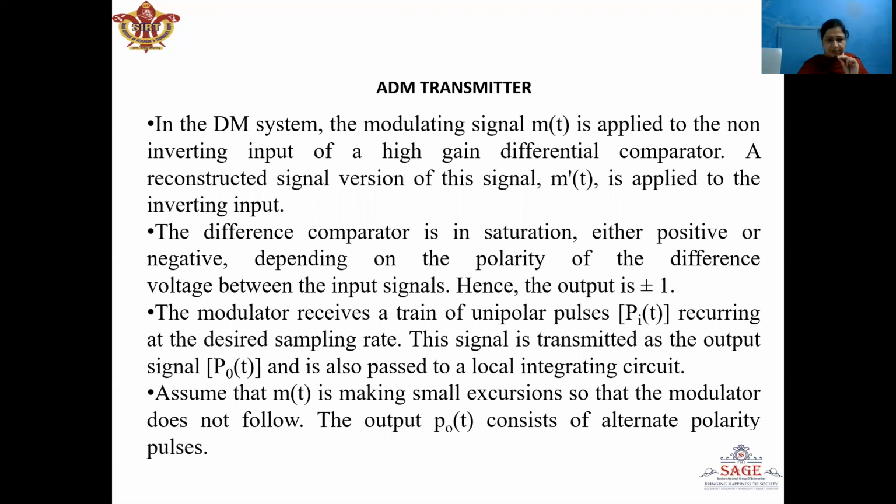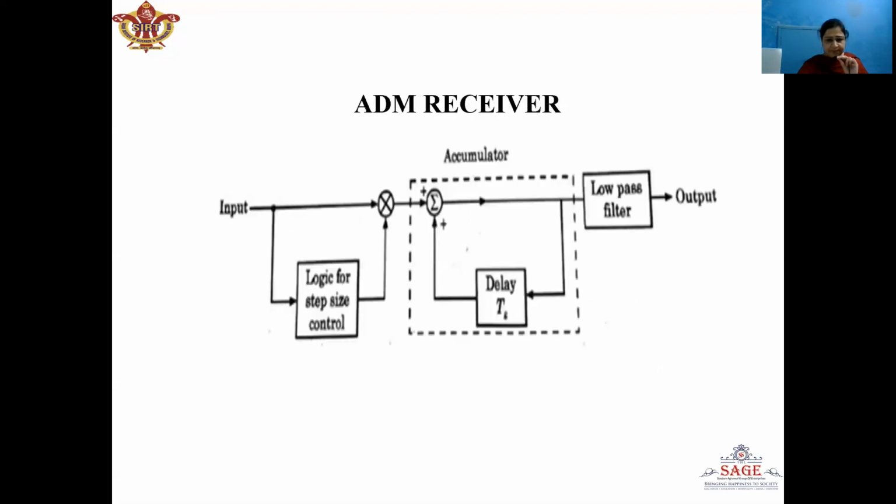So this is the description of the ADM transmitter. Now here we have the block diagram of the ADM receiver. Here we can see the transmitted signal which is received at the receiver, which is in the form of a single bit, either 1 or 0. Then the logic for step size control is applied and the signal is generated.